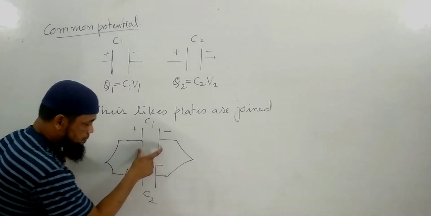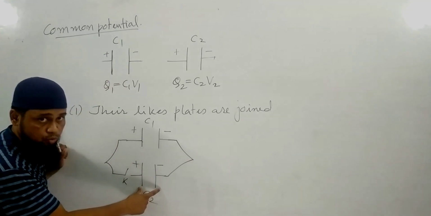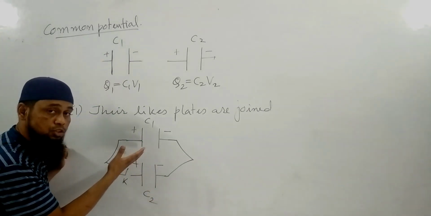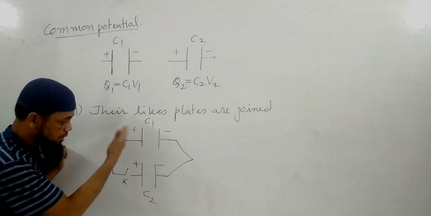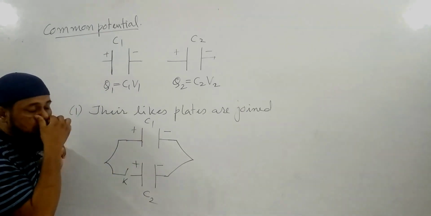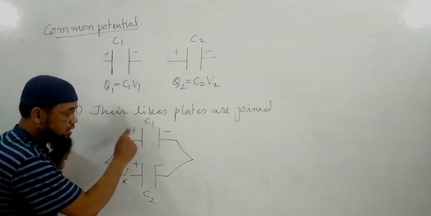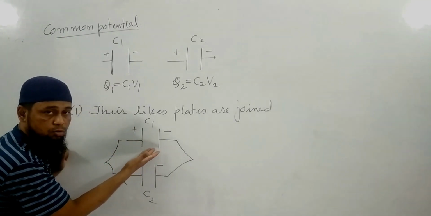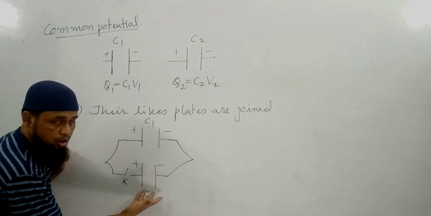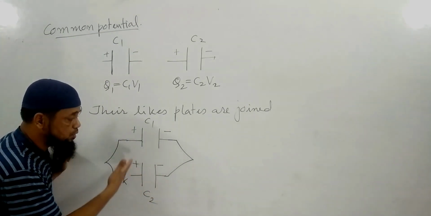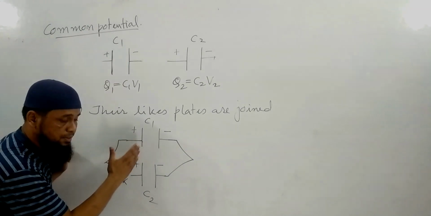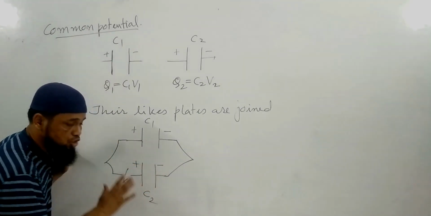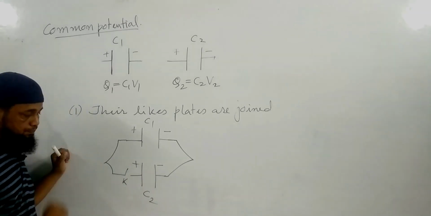But if this capacitor's potential is V1, this one's is V2, and they are not the same, then charge will start flowing from high potential to low potential. It can flow from here to here, or from here to here. When the charge gets modified, the potential here no longer remains V1 and here no longer remains V2. The charge will keep on flowing from one capacitor to another until the potential in both capacitors becomes equal.